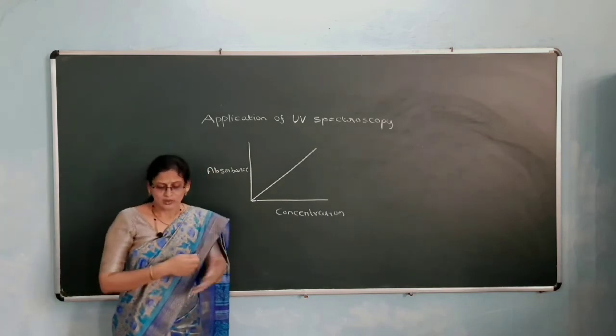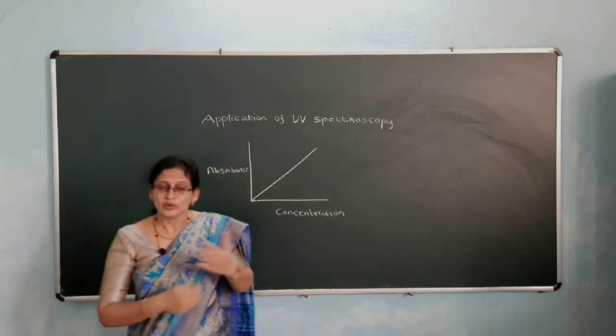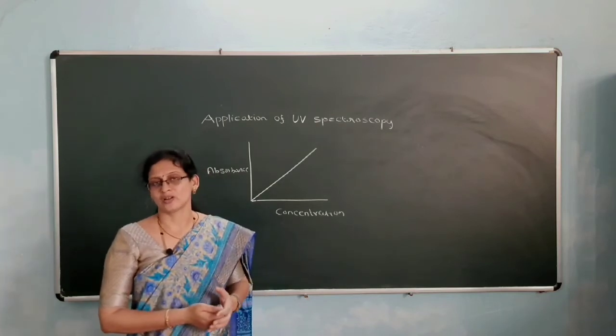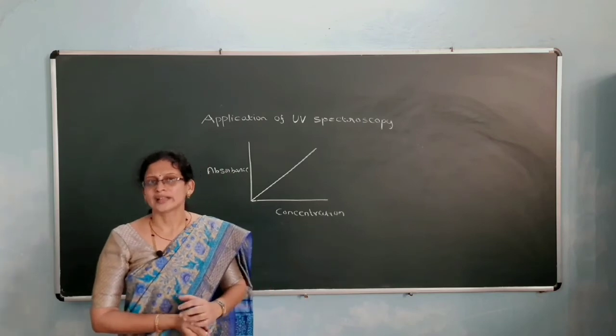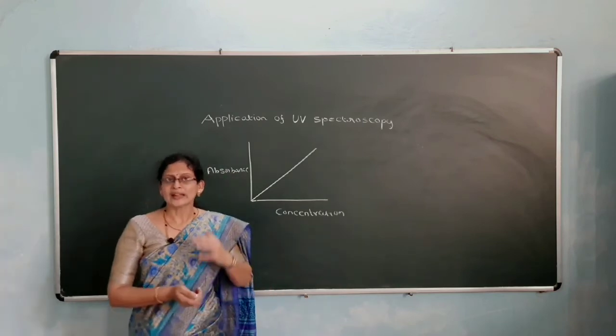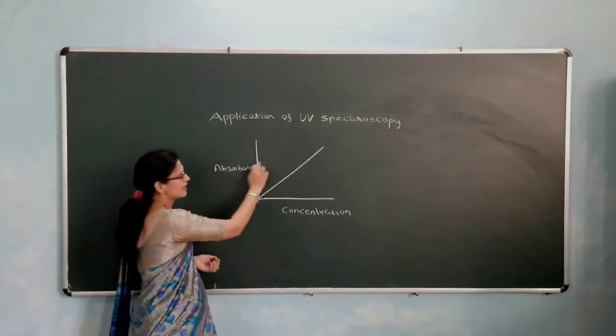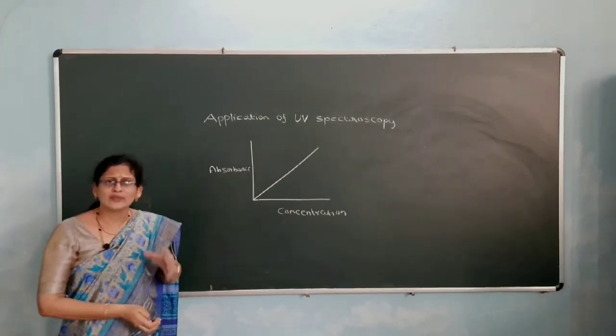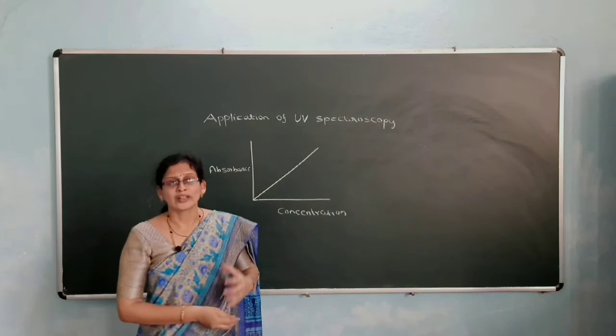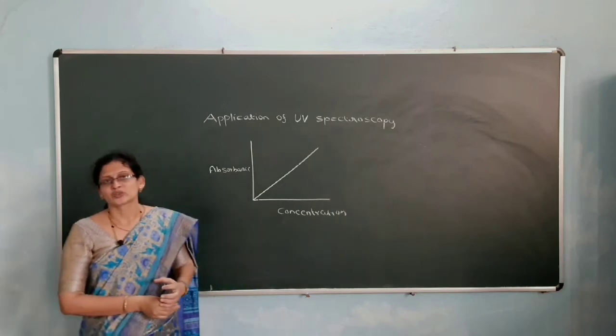Okay, so now you will take the sample of unknown concentration, then take the OD, that is the absorption of that unknown sample. So we will get the absorbance. Corresponding to that absorbance, you can calculate the concentration. So it is very helpful in research work. So in quantitative analysis, UV spectroscopy helps a lot.